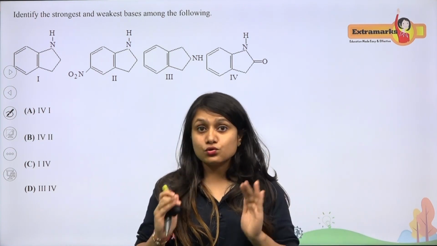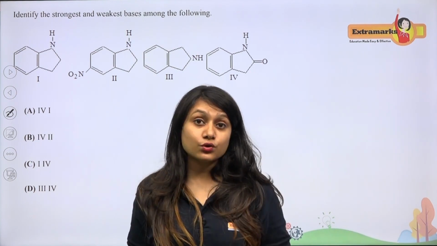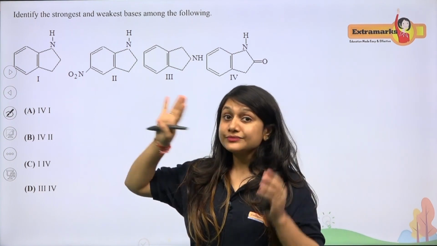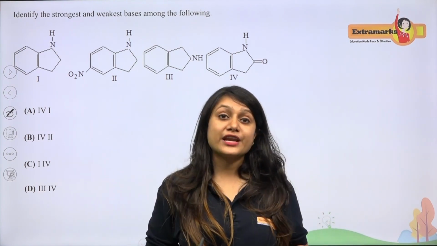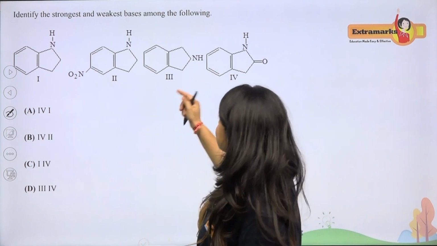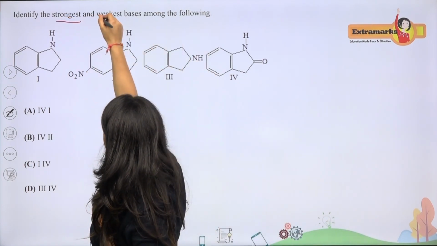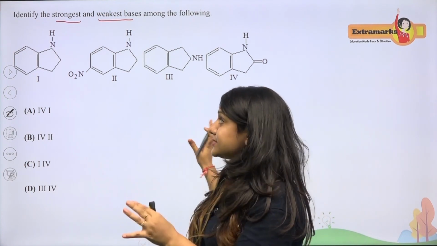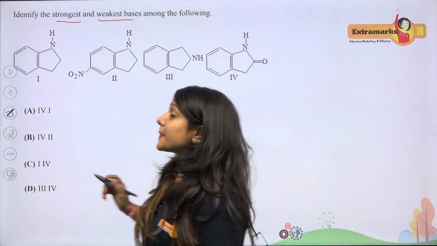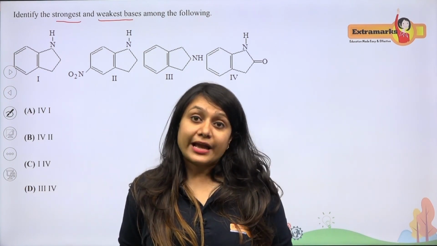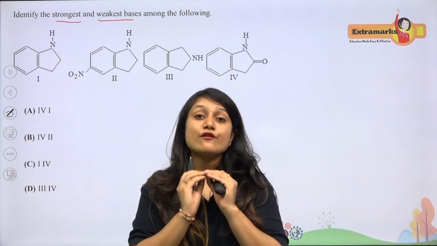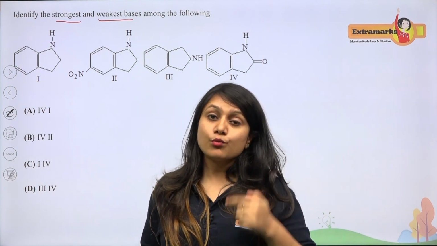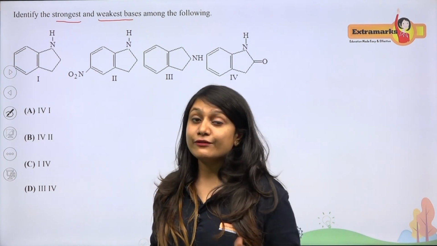So you must learn this particular topic if you want to get good marks and a good rank in JEE. As you can see, these are all given as amine bases. Now they are asking which of these four is the strongest and which is the weakest base. Please focus. The speciality of nitrogen bases is that they have a lone pair. The more available the lone pair is, the better it will work as a base.